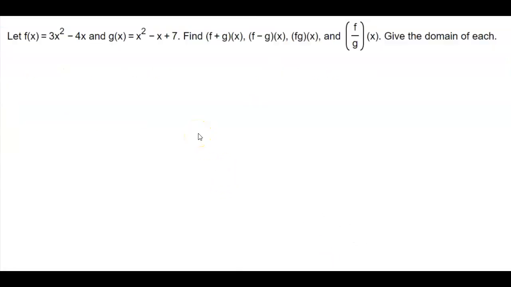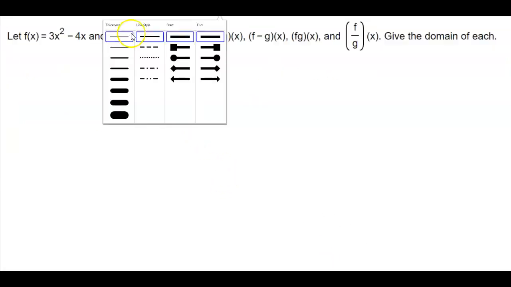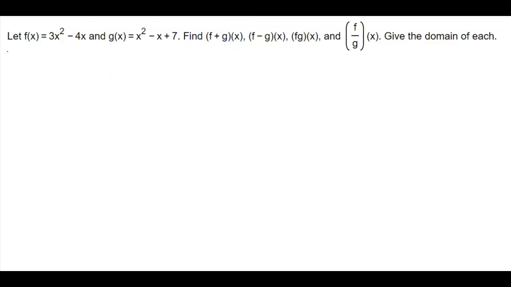So the first one that we're going to look at is f plus g of x. Since we're looking at this one here, it's always important to write down the definition first so you kind of know where to go. So you have f plus g of x. Since f is written first, you're going to take f of x, and then you're going to add g of x, which is this function here.